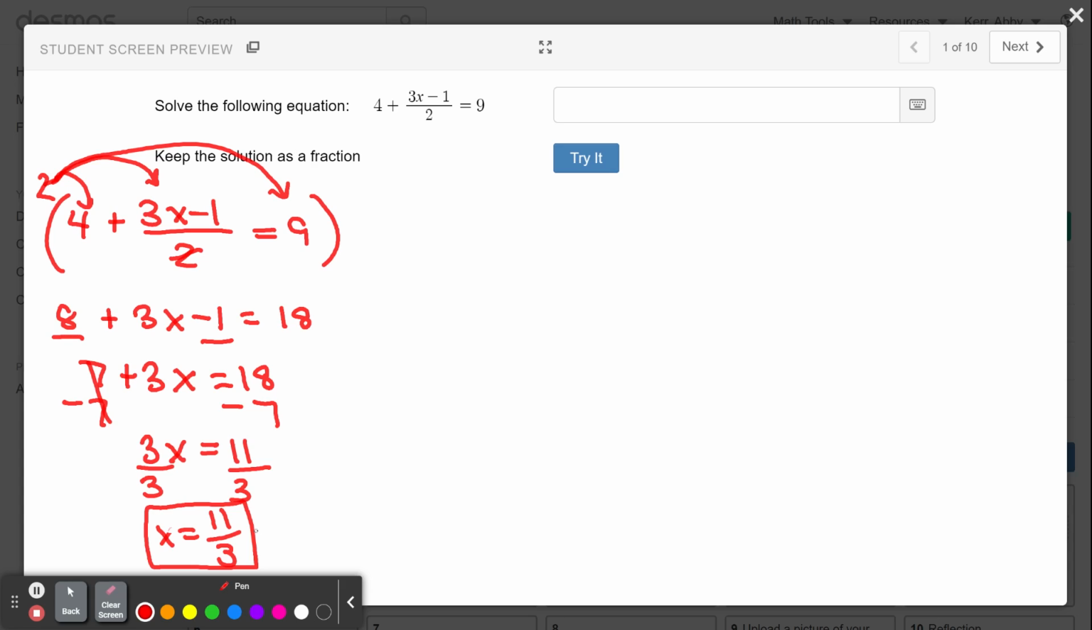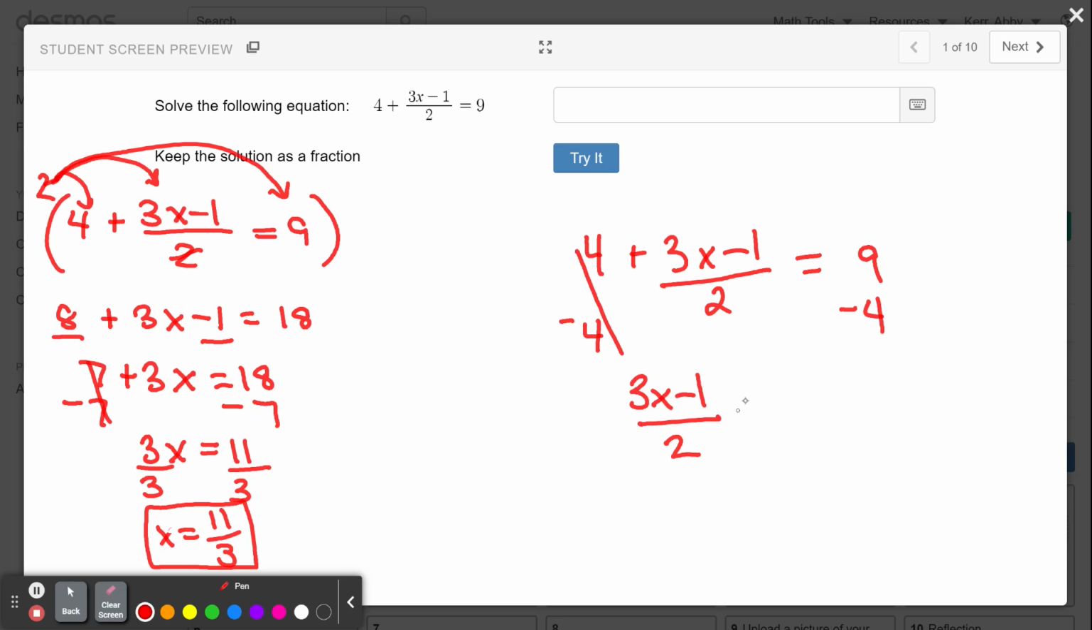Now, if you don't want to get rid of that fraction first, this method is for you. Please don't do it both ways for this problem. There will be another problem that you have to do it both ways, but not for this one. So for this one, you just minus 4 if you chose to do it this way. 3x minus 1 over 2, and then that's going to equal 5.